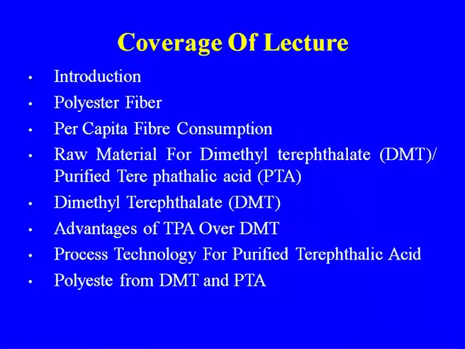Then, polyester from DMT and PTA: how we make the polyester is the same way as we discussed for nylon 6. Here also, after polymerization we get the polyester, which you can obtain either as chips or send to the spinning process, where polyester fibers, staples, yarn, whatever form is required, can be produced. And at the end we will discuss PET resin and PBT resin.